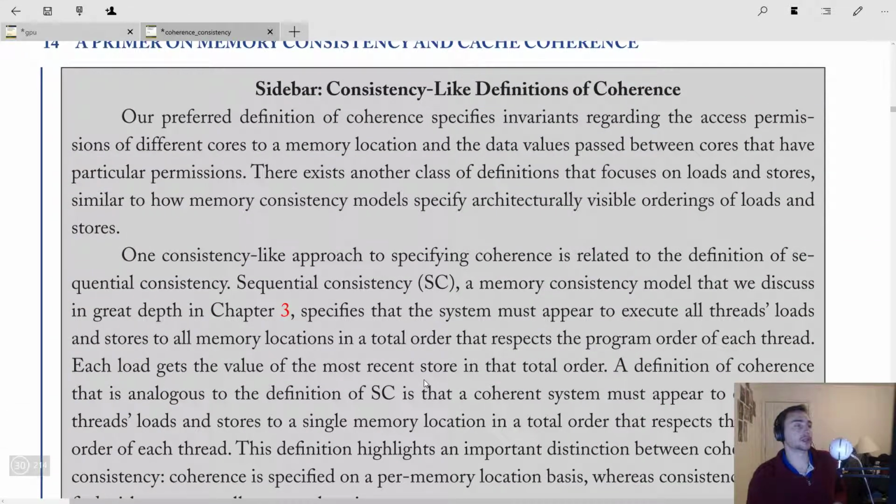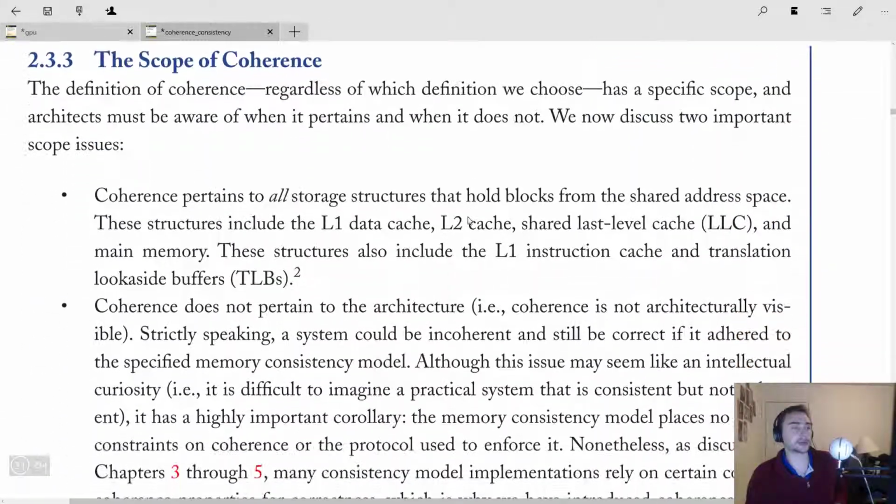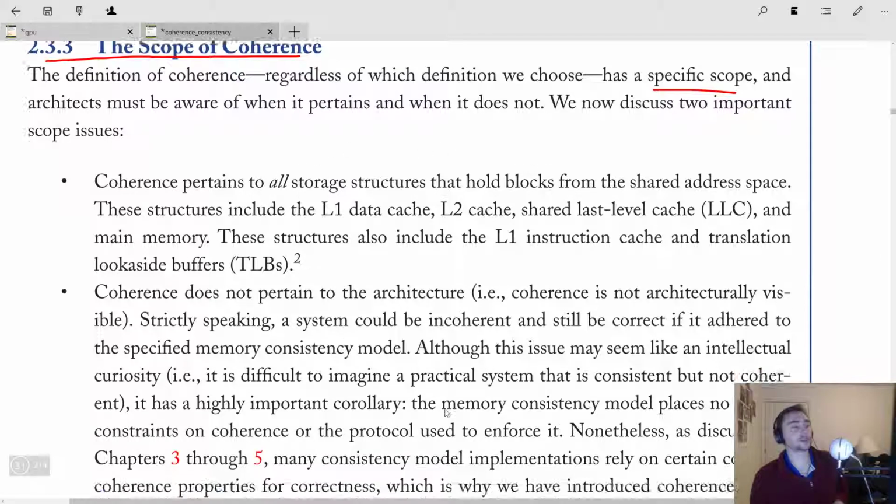Okay, so it's a little sidebar on memory consistency and coherence, but we'll go ahead and skip that, and we'll just start focusing on the scope of coherence. So, regardless of the definition we choose, coherence is going to have a specific scope, and we have to know what that scope entails if we're going to think about how it's implemented. So, what are the scoping issues?